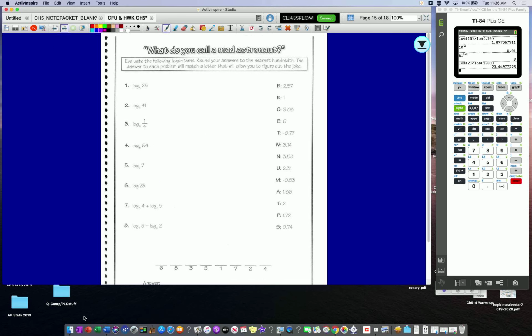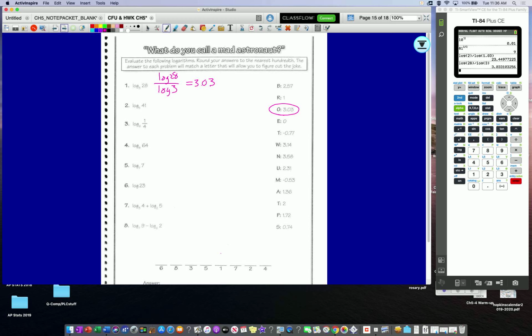All right. Next one says, evaluate the following logarithms. Round your answers to the nearest hundredth. So they only go out to 2 decimal places. So here we're doing the change of base all the time. On the first one, log of 28 divided by log of 3. So calculator time, log of 28 divided by log of 3. When I enter that in, I get 3.03. So number 1, right there.